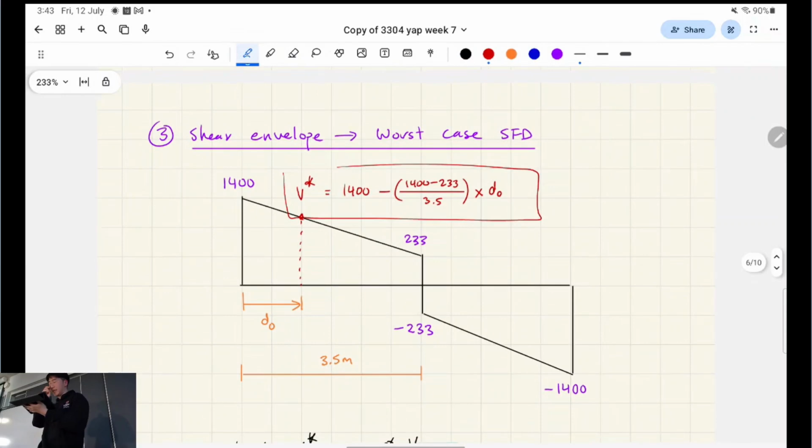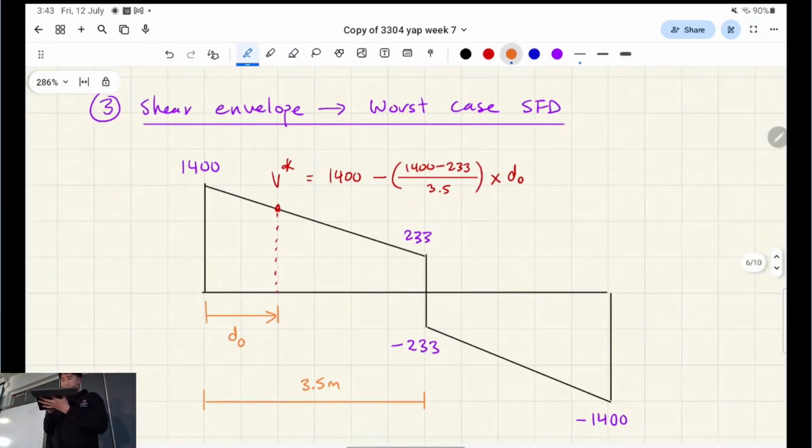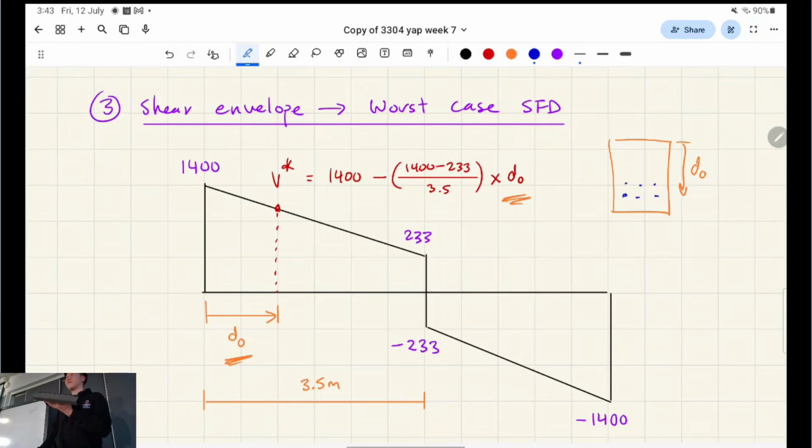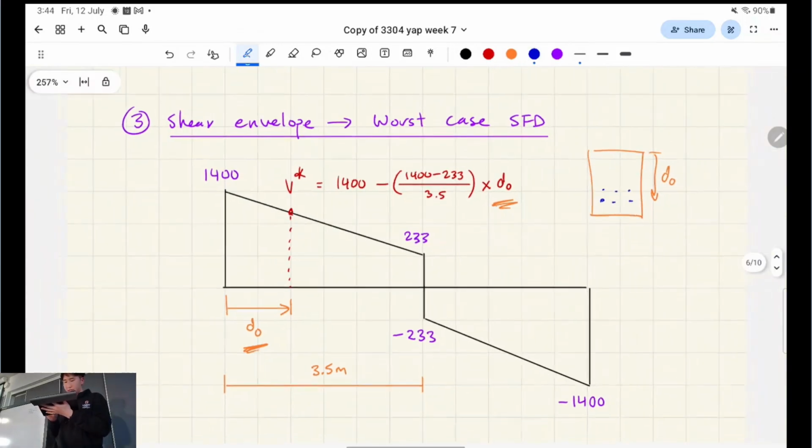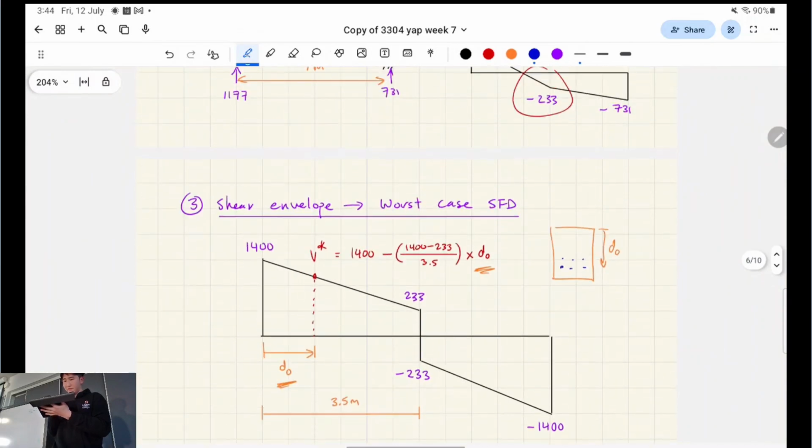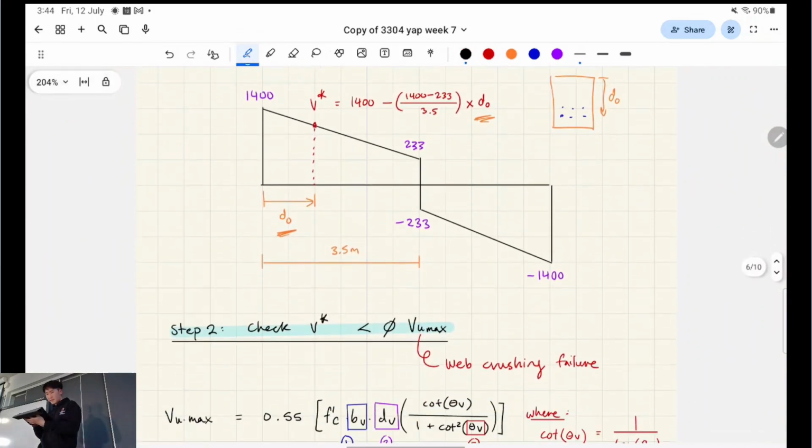And then we can actually create an equation from it. You have to derive this using your linear algebra a little bit, right? But it's just like y equals mx plus b. And the distance we care about is dO, right? dO being the depth to the outer steel, right? Like that. And then you can find what V star is. It takes a while, but that's it.